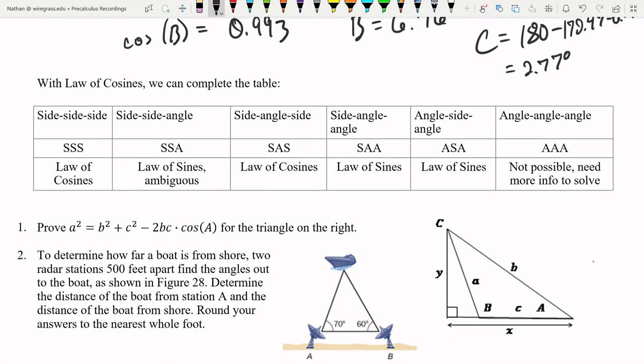All right, with the law of cosines, we can complete the table. Law of cosines works great for side, side, side. And then you can actually use law of sines in conjunction with law of cosines. Typically, you have to use law of cosines first before you can do anything else. Then law of sines tends to work out nicely.